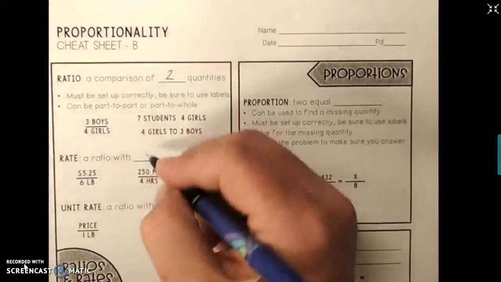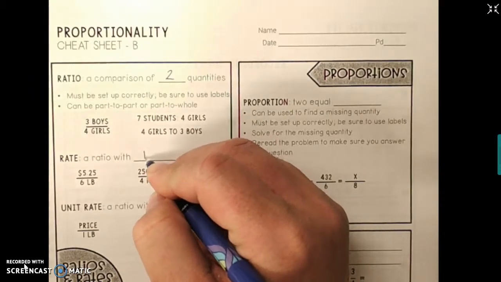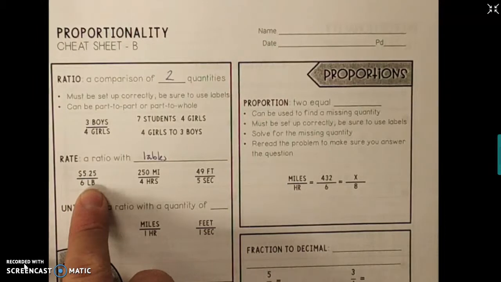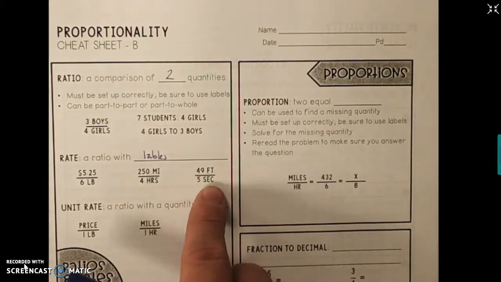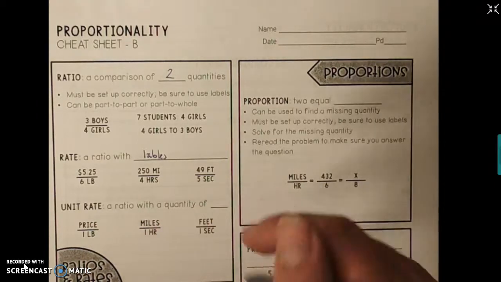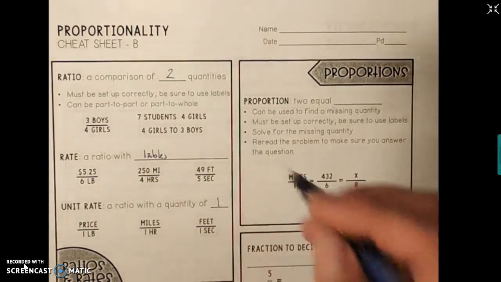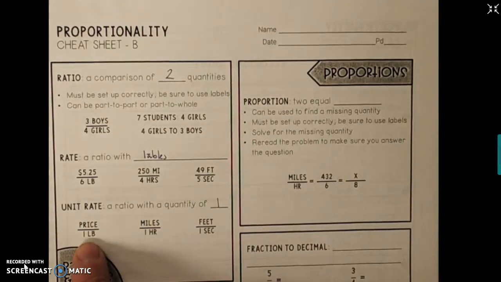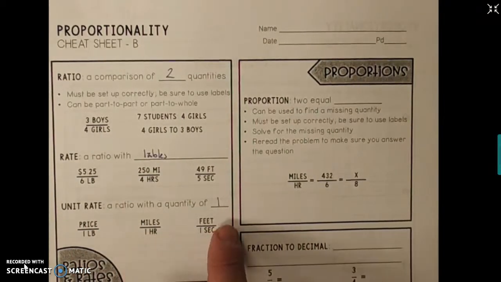Rate is a ratio with two labels. We're comparing dollars to pounds, miles to hours, feet to seconds. A unit rate is a ratio where one of the quantities is 1. So I have whatever the price is to 1 pound, the miles to 1 hour, the feet to 1 second.